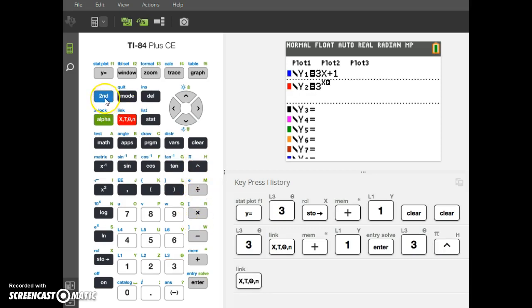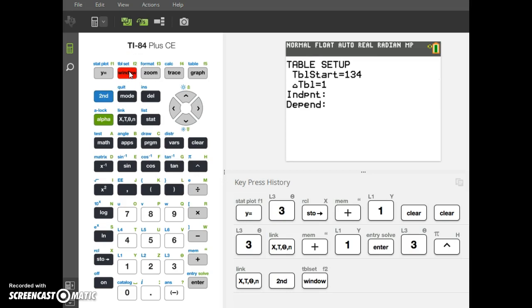All right. Now, the question also says we want to set up our table in an appropriate way, so we want to make sure that we go to our table set. And good thing I did, because my table set is strange. I'm going to change it to a 0. And my delta table is 1. Now once I have that, I'm going to go ahead and pull up the table by pressing second graph.